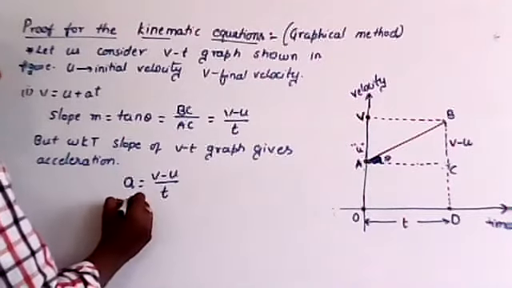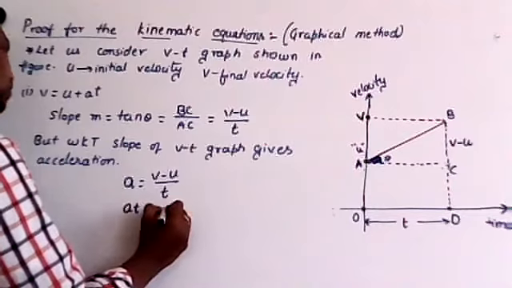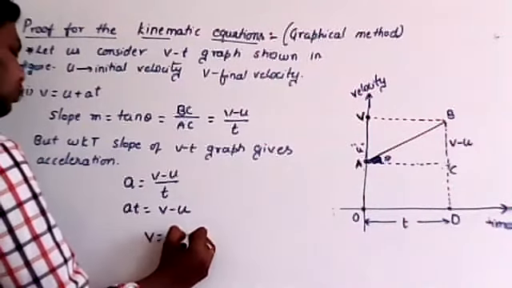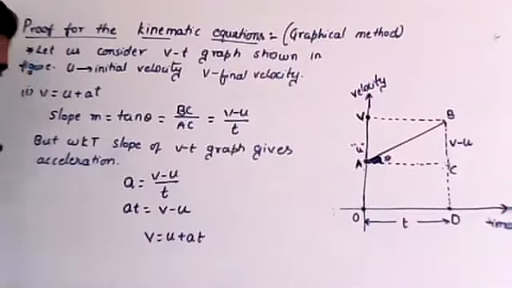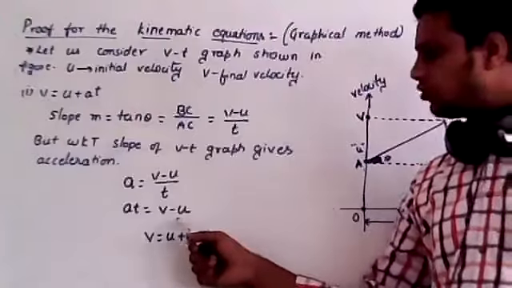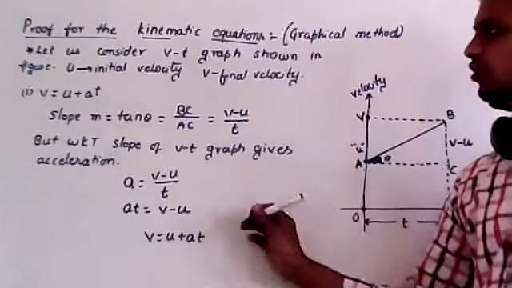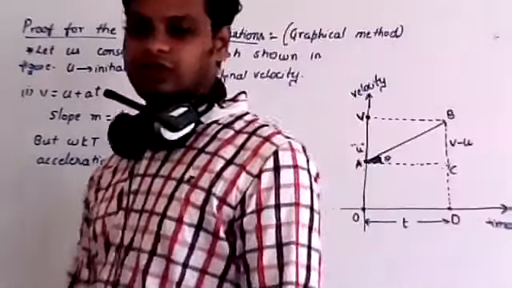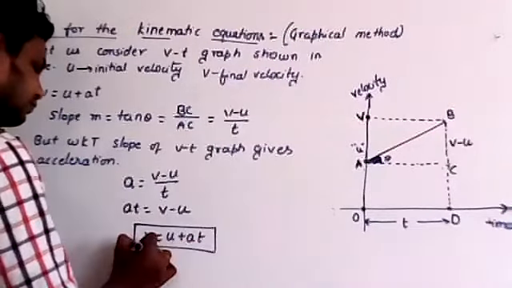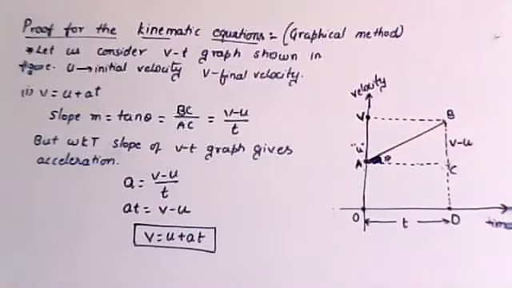Now bring this to the left hand side, then acceleration a into t is equal to V minus U. If you bring this to the left hand side, then minus U becomes plus U, so V is equal to U plus at. So this is the derivation of the first kinematic relation.